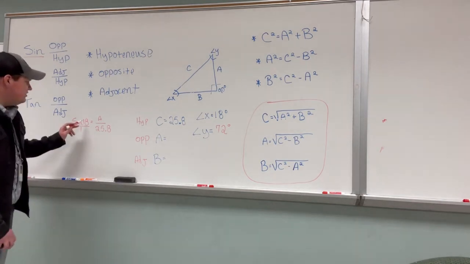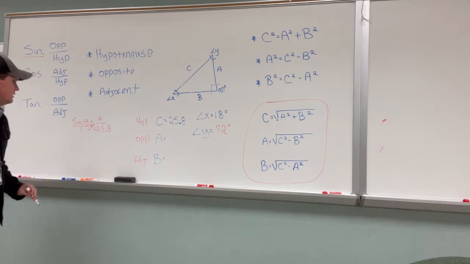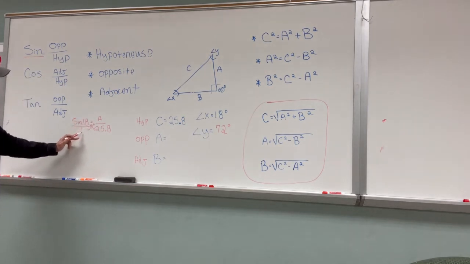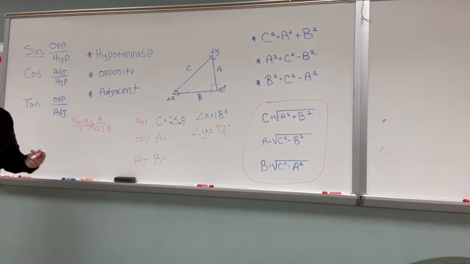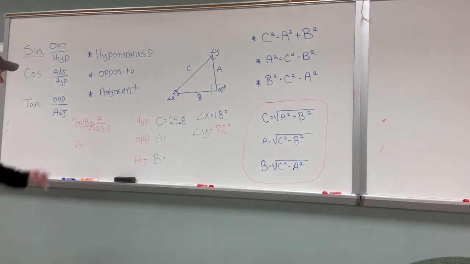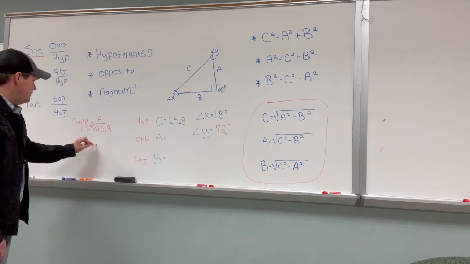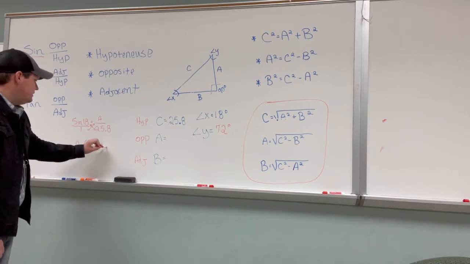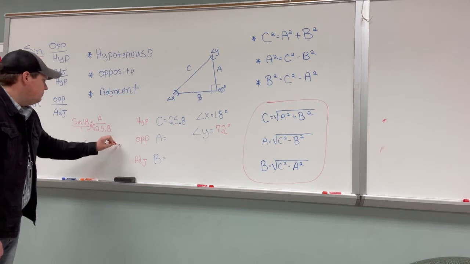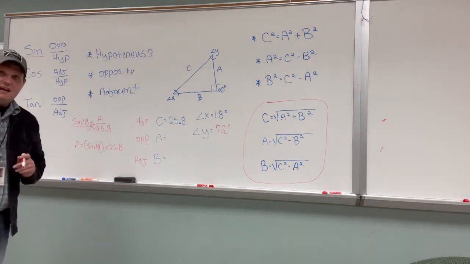And now, to simplify this further, I'm going to do cross multiplication. So, multiplying this way, I have A times 1. A times 1 is A. And then on the other side, I'm going to have the sine of 18 times 25.8. And if I do that, that will give me side A.